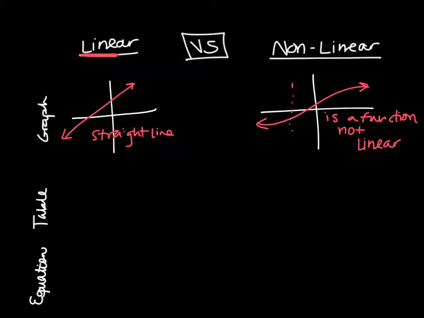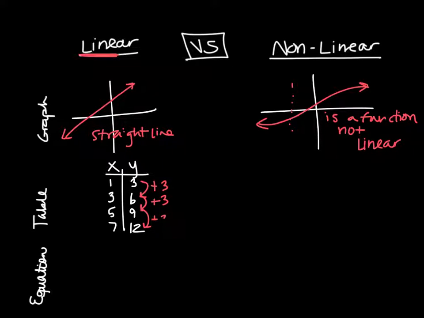When we look at a table to determine if it's linear or not, an example of a table might be something like 1, 3, 5, 7, and on the other side maybe we have 3, 6, 9, 12. This is something that's linear because notice on the y side we're going up by 3 each time, and on the x side we are increasing by 2 each time. Linear has a constant rate of change. That just means that it's changing the same on both sides with each increment.